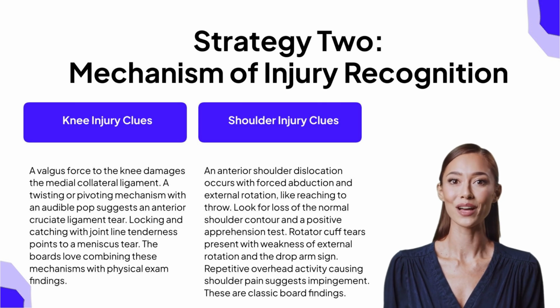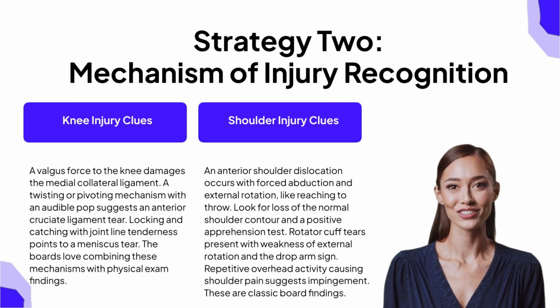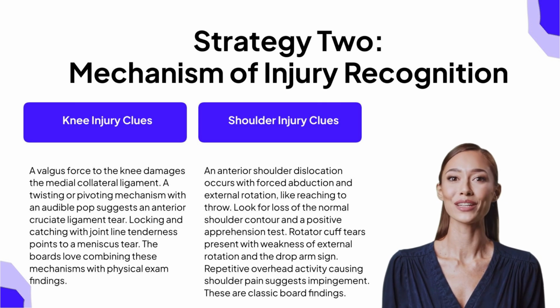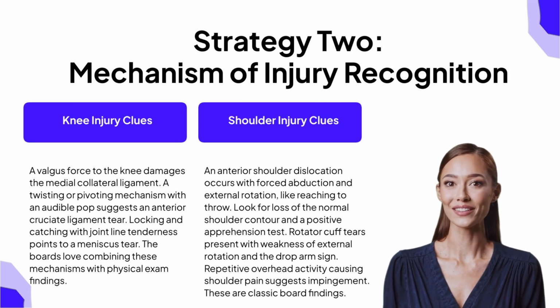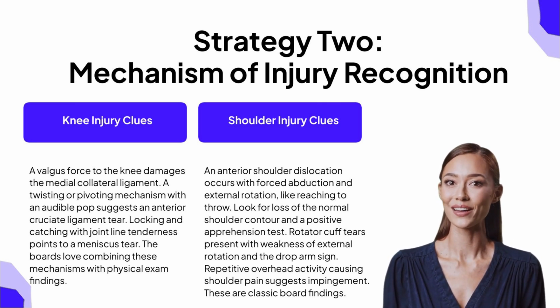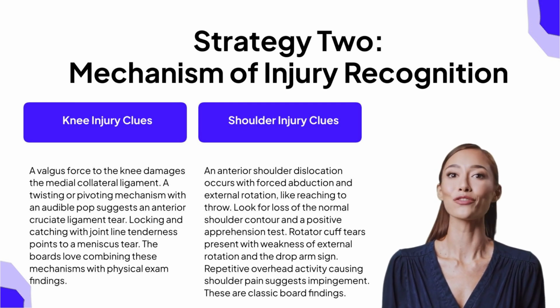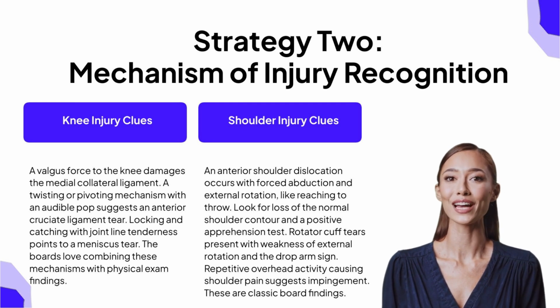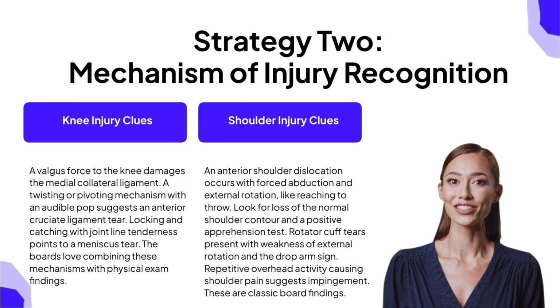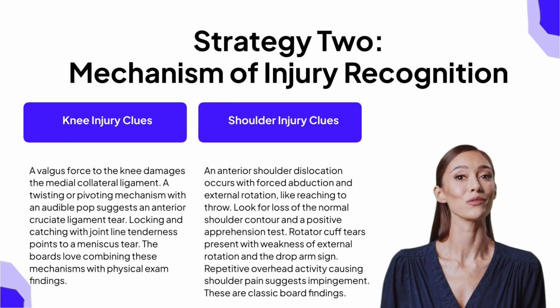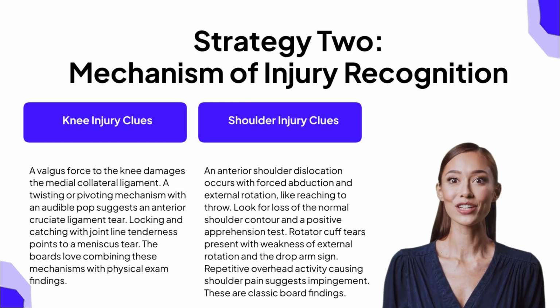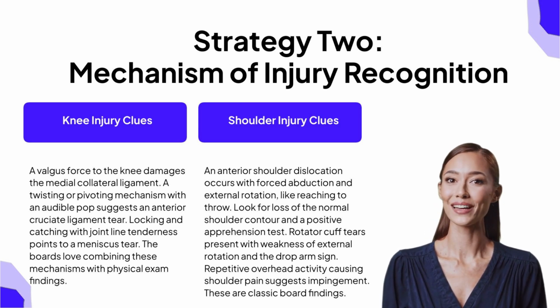Strategy 2 is all about matching the mechanism of injury to the diagnosis. For the knee, remember that a valgus force, meaning a blow to the outside of the knee, damages the medial collateral ligament. If the question describes a football player getting tackled from the side, that is your medial collateral ligament injury. A twisting or pivoting mechanism with a pop and rapid swelling is the classic anterior cruciate ligament tear. Meniscus tears present with mechanical symptoms like locking and catching plus joint line tenderness.